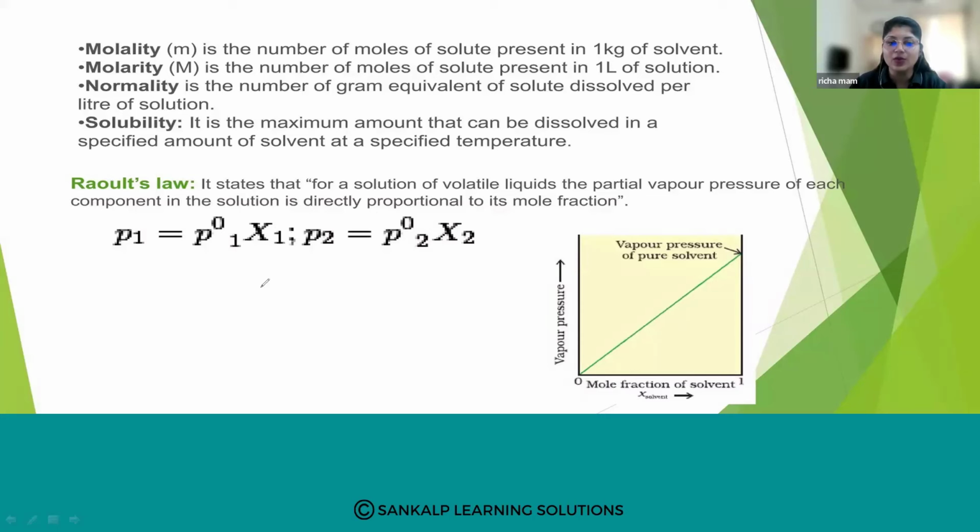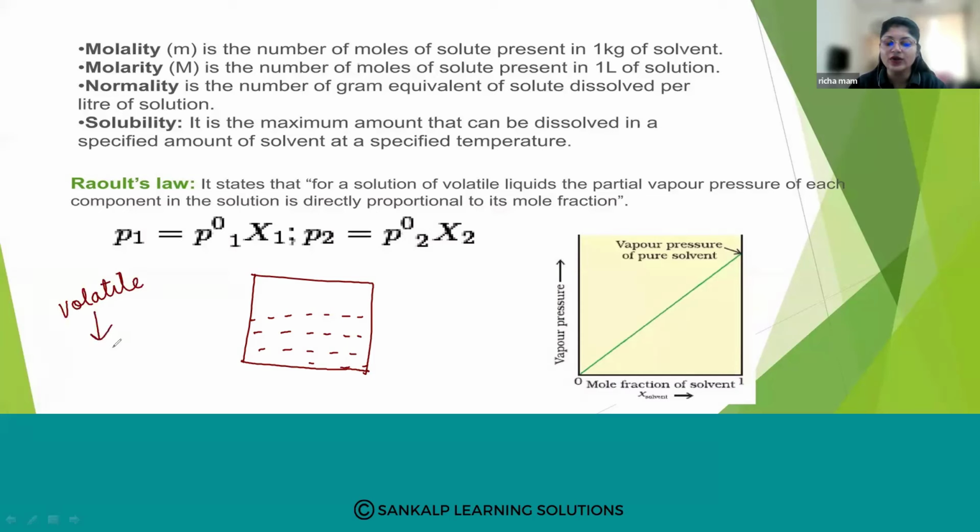Now suppose I take a closed beaker. I have two liquids, and both the liquids are volatile. What do you mean by volatile? I have told you what volatile means: these can form vapors easily. So both the liquids can form vapors easily.